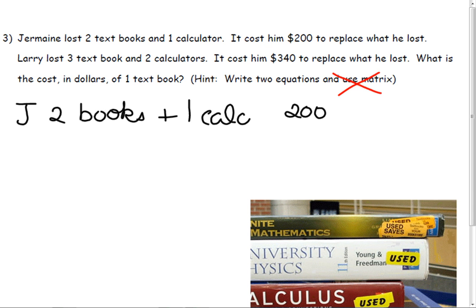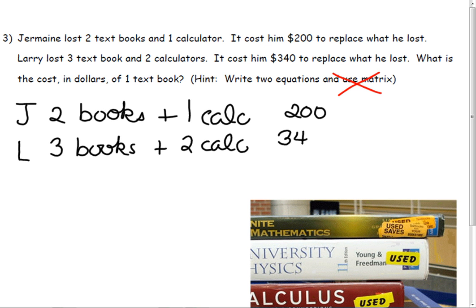And then, who else do we have? Larry lost 3 books plus 2 calculators, cost him $340. Well, he lost more stuff. I'd like to say the calculator costs more, but I don't really know. Michael, do you have it written down?